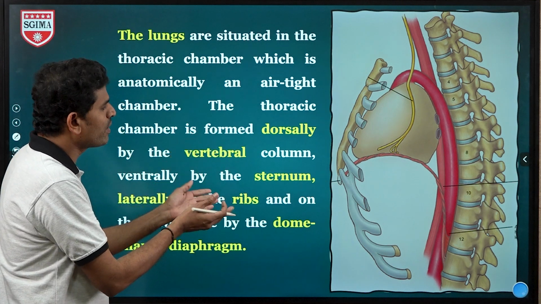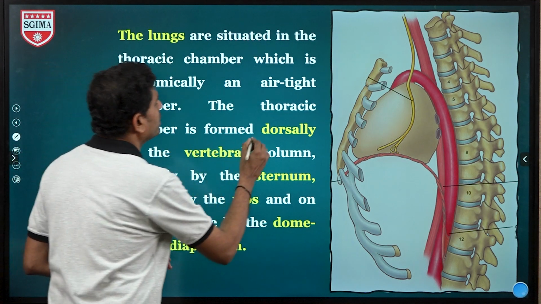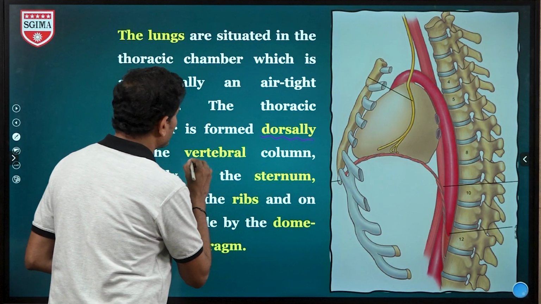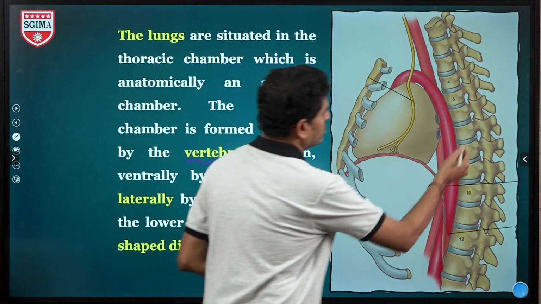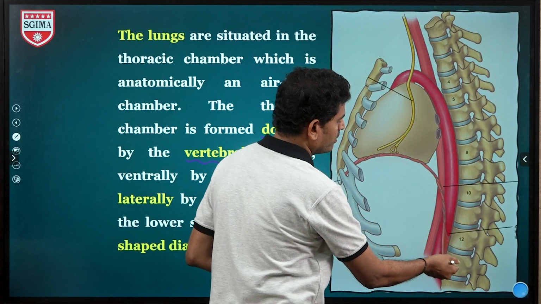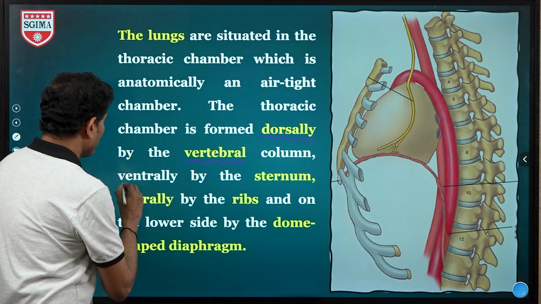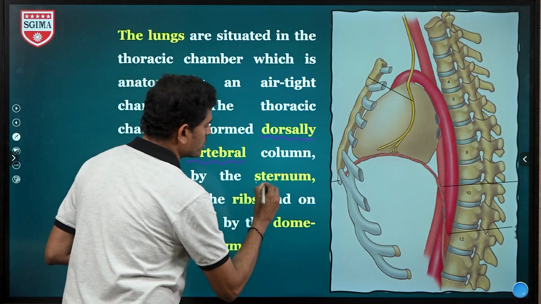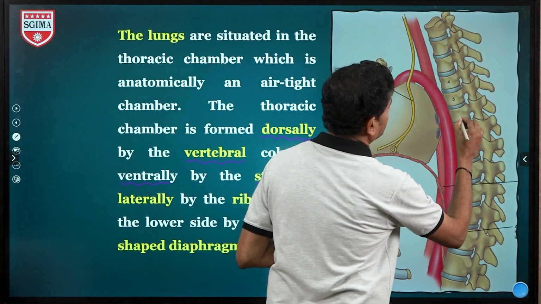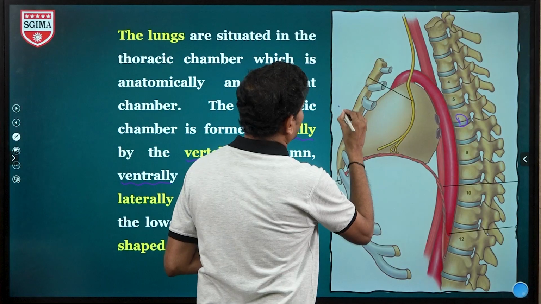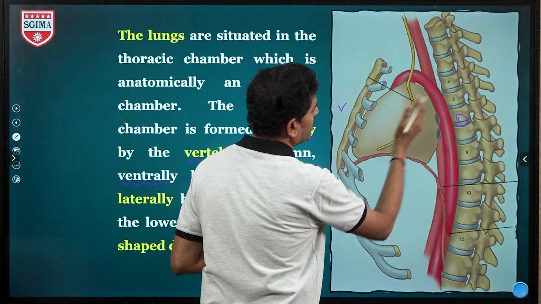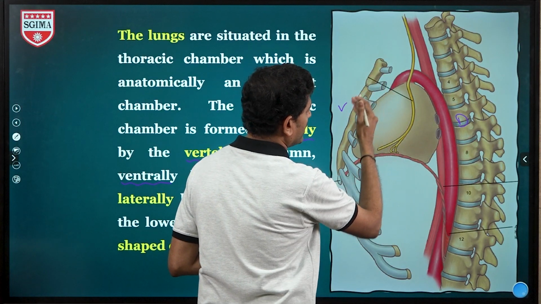How is the thoracic chamber formed? Dorsally by the vertebral column. Which one is on the dorsal side? The vertebral column. So this is the dorsal side, the vertebral column will be there. Okay, so these are the thoracic vertebrae here. Next, ventrally, which one is there? Ventrally the sternum is there. This is the dorsal side and this is the ventral side. On the ventral side the sternum will be there. Dorsal side vertebral column, ventral side sternum.